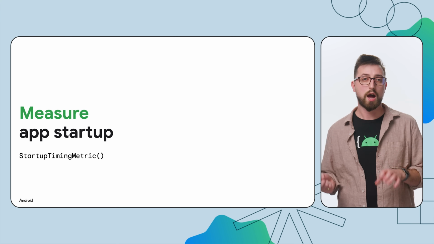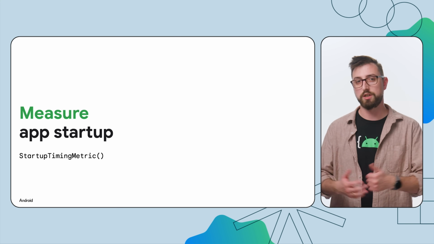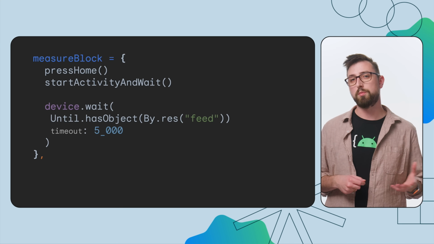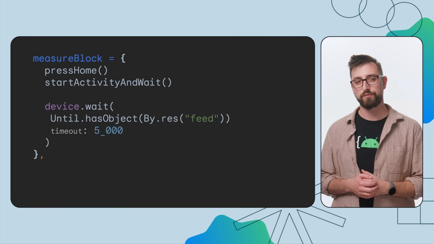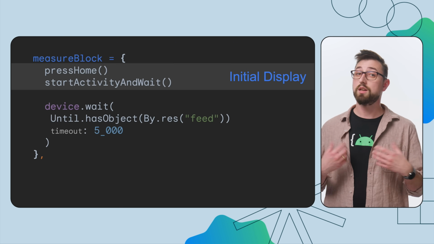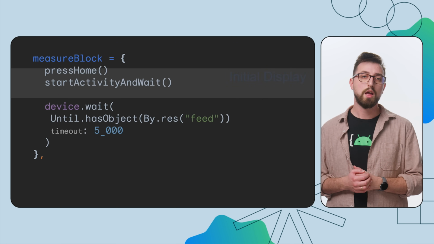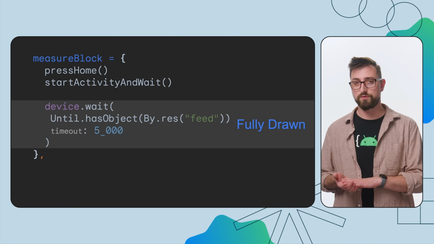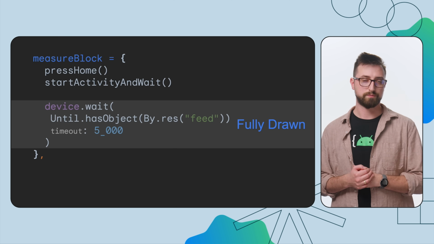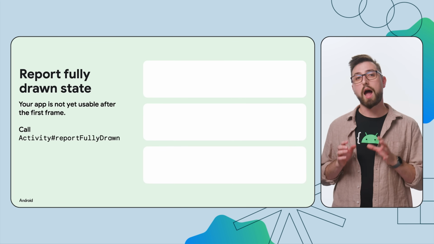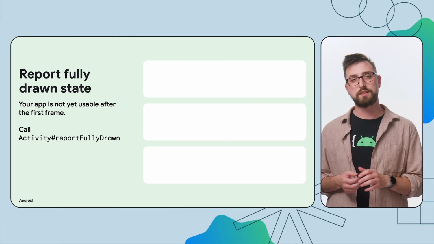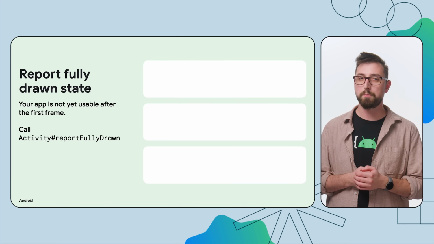Let's also recap how to measure startup with startup timing metric. In the previous video on inspecting performance, we had a benchmark that would look similar to this. It starts the default activity and waits for the first frame to be rendered and gives initial display duration. And then waits until some object is visible on screen with the resource ID feed to wait for the fully drawn state. We mentioned that your app is usually not yet usable after the first rendered frame, and you should call activity.reportFullyDrawn from your app as well.